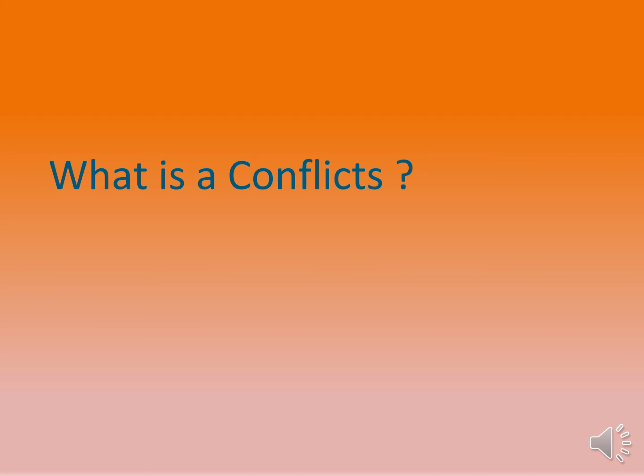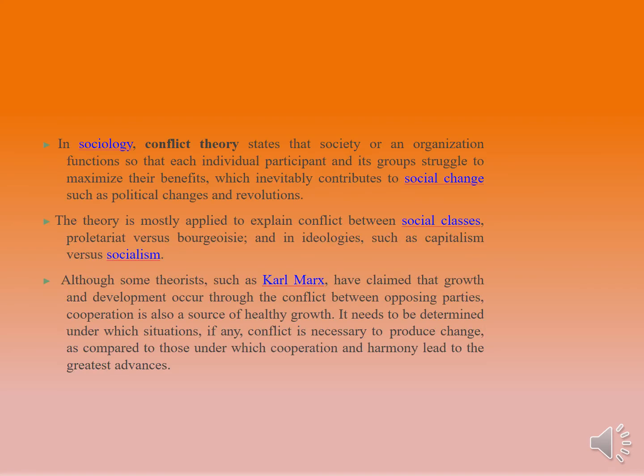Let's see what actually a conflict is. Conflict is a theory or a state that society or an organization functions so that each individual participant and its group struggle to maximize their profit, which inevitably contributes to social change, such as political changes and revolutions. Mostly conflicts can be seen between social classes, the proletariat versus the bourgeoisie, and ideologies, capitalism and socialism. Different concepts can be seen in the term of conflicts.